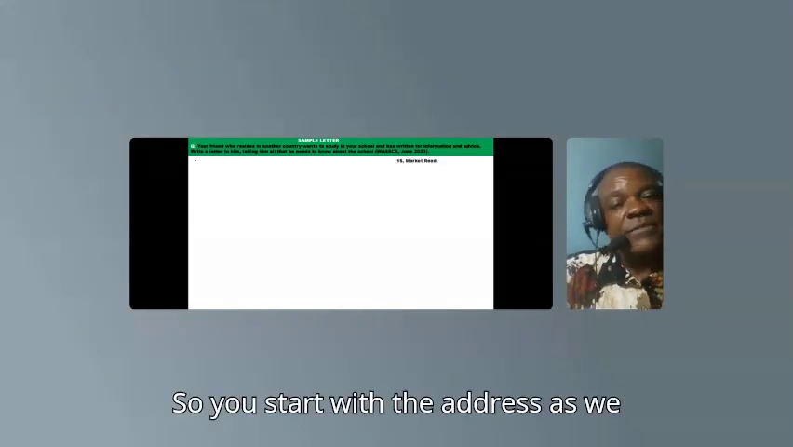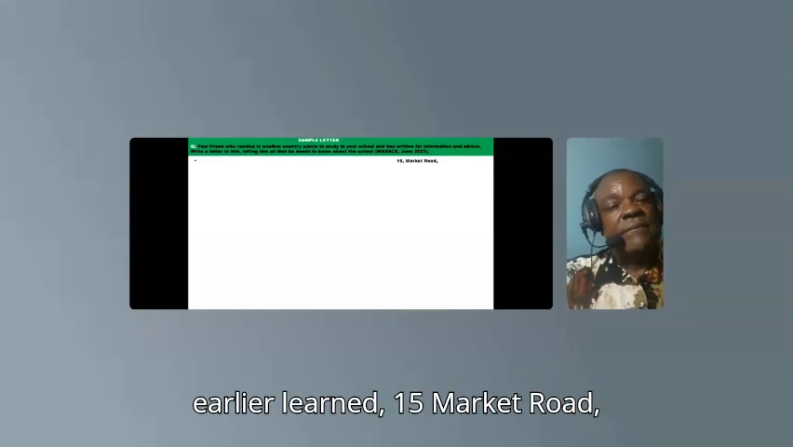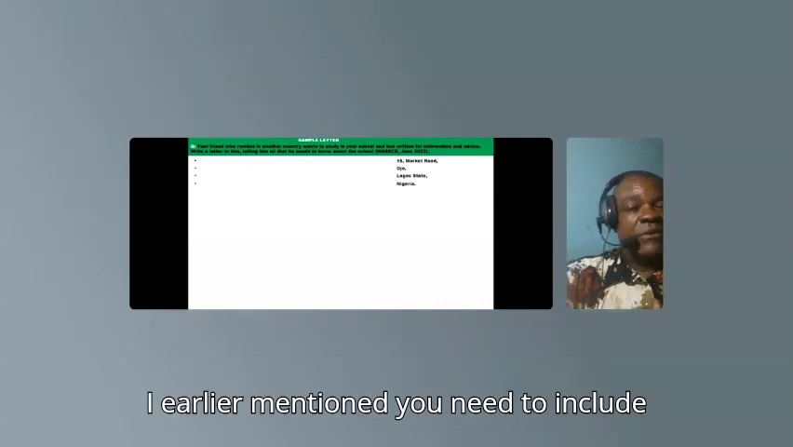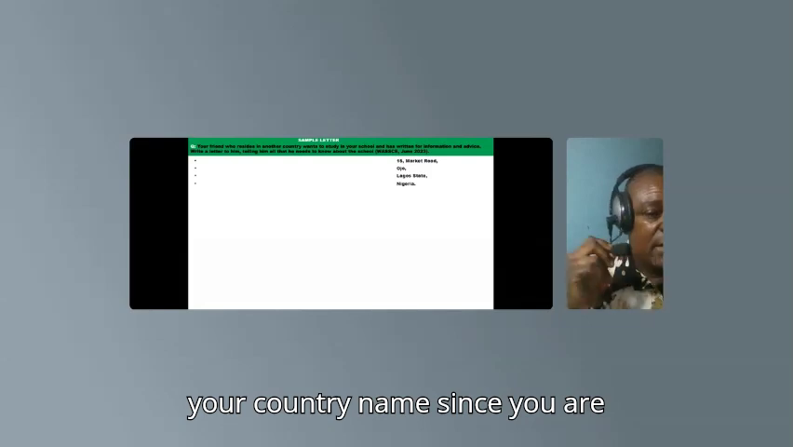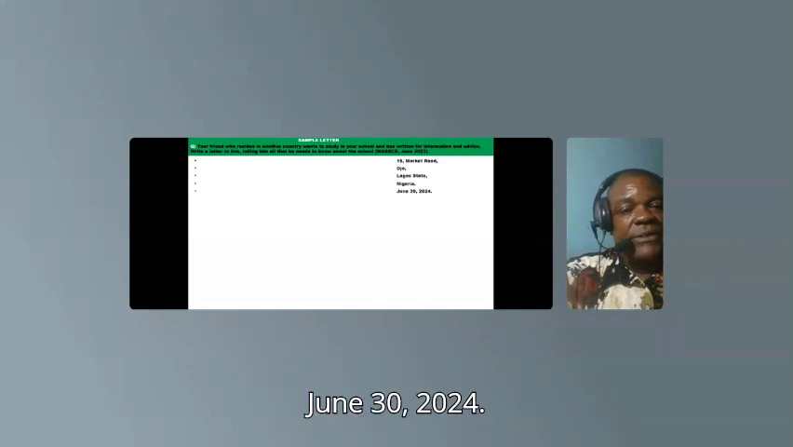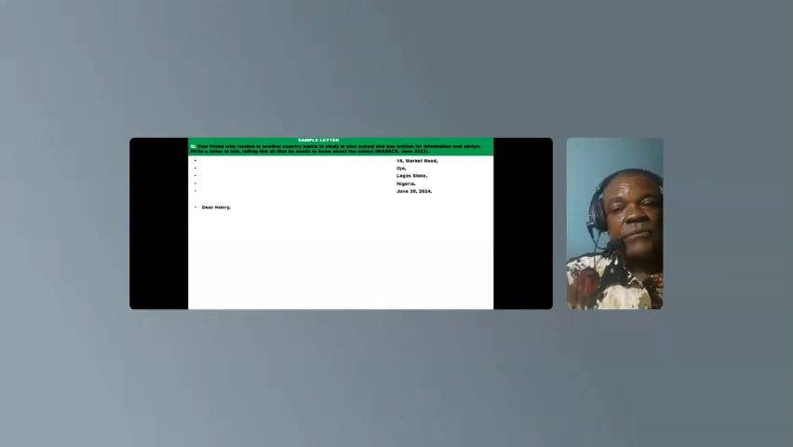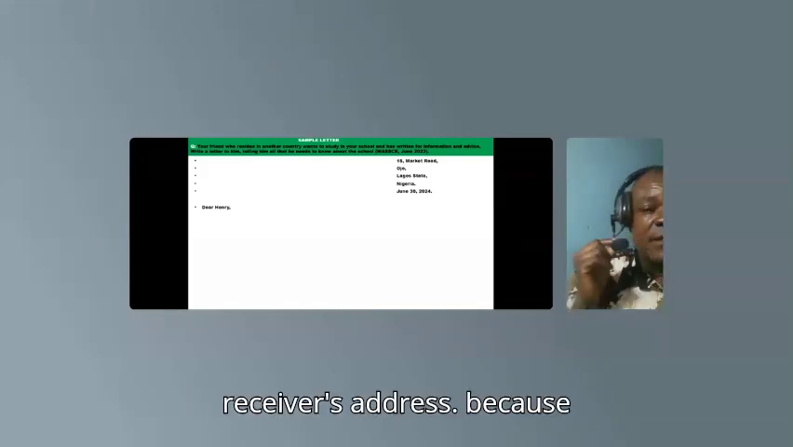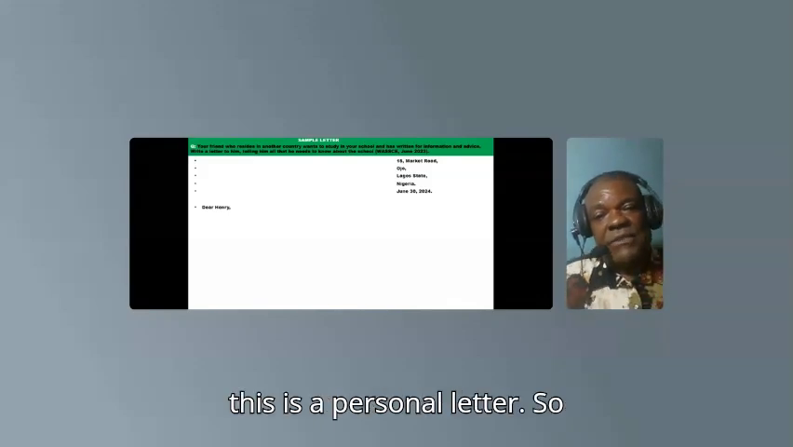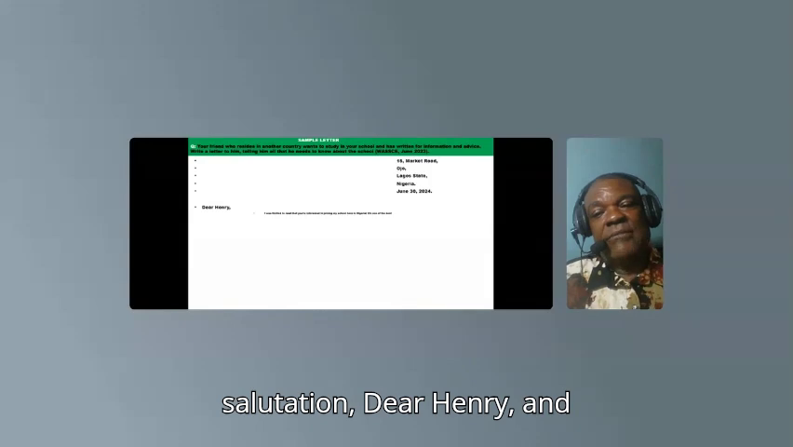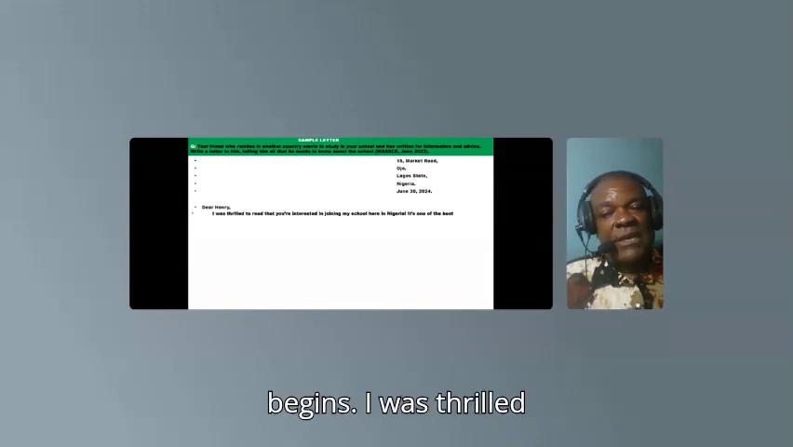So you start with the address as we earlier learned, 15 Market Road, Ojo, Lagos State, Nigeria. I earlier mentioned you need to include your country name since you are writing to someone in another country. The date, June 30, 2024. Salutation, dear Henry. You don't need the receiver's address because this is a personal letter. So simply go straight to salutation, dear Henry. And after that, your first paragraph begins.